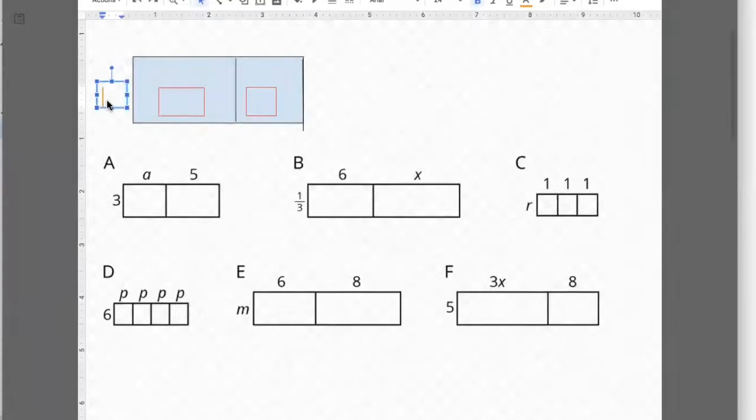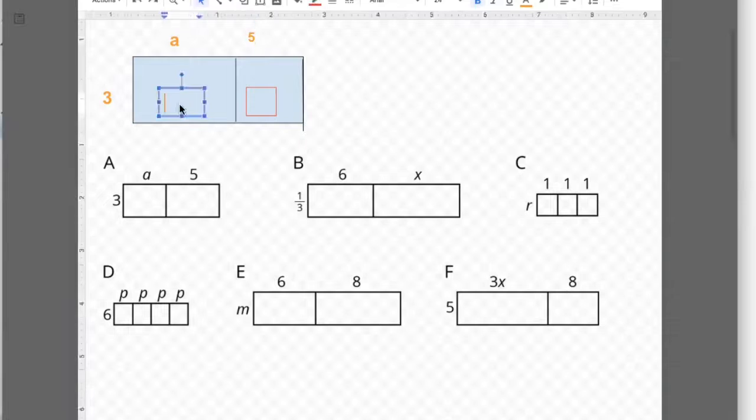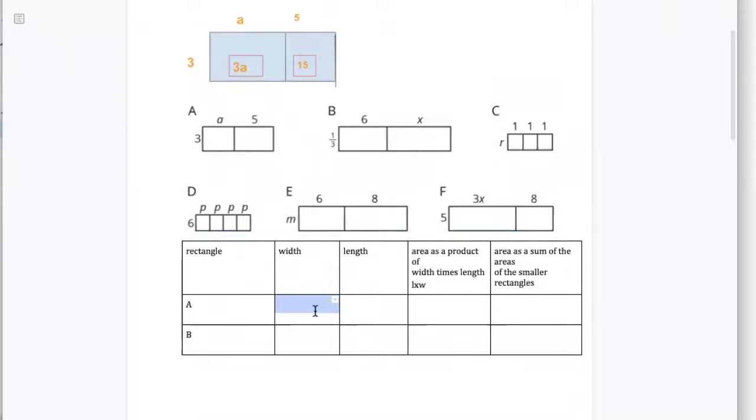So for our first problem, the length is 3, and our width is A plus 5. If I multiply them together, 3 times A will give me 3A, and 3 times 5, well, of course, is 15. So I'm going to save and close my diagram and input my information into my table below.